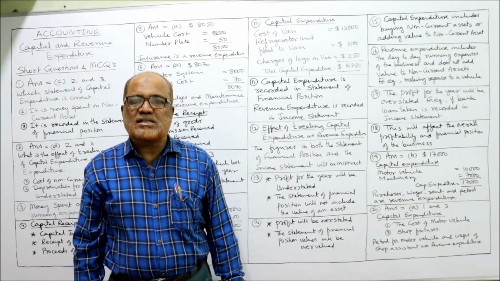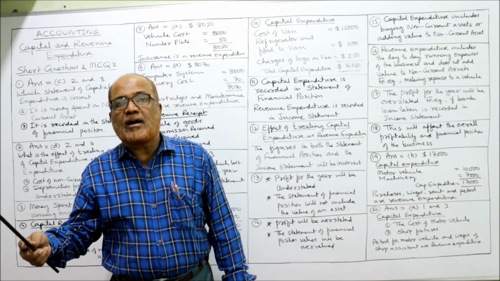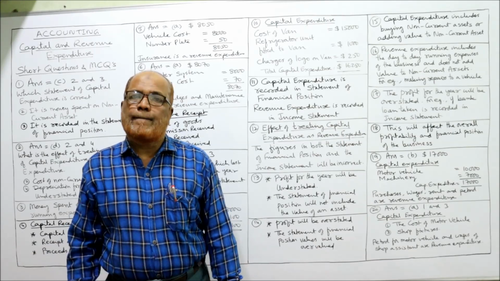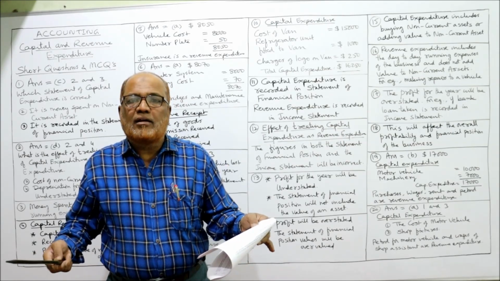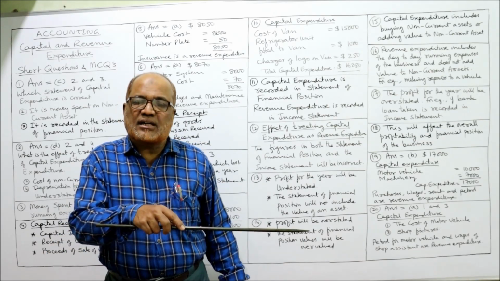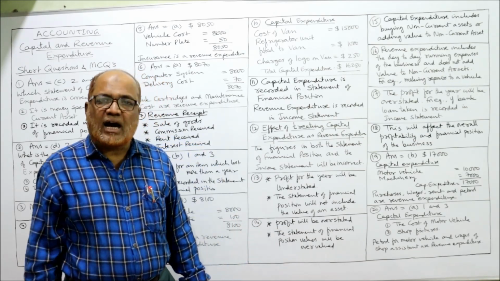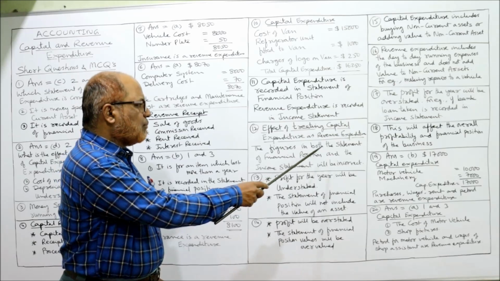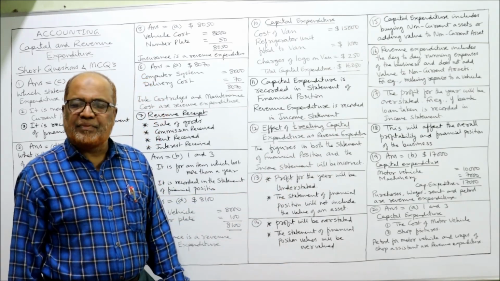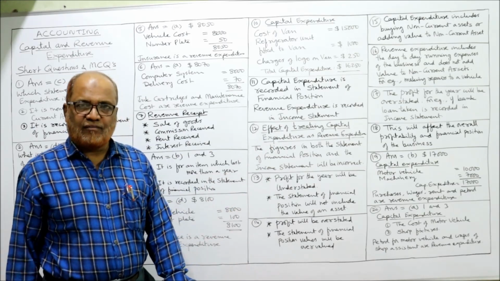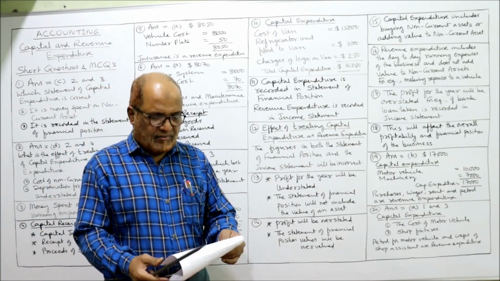Profit will be understated, and the non-current asset will also be understated. Because we have purchased one non-current asset, it is not taken. So here profit is understated, and the non-current asset is understated. So the figures in both the statement of financial position and the income statement will be incorrect. That is the effect of treating capital expenditure as revenue.